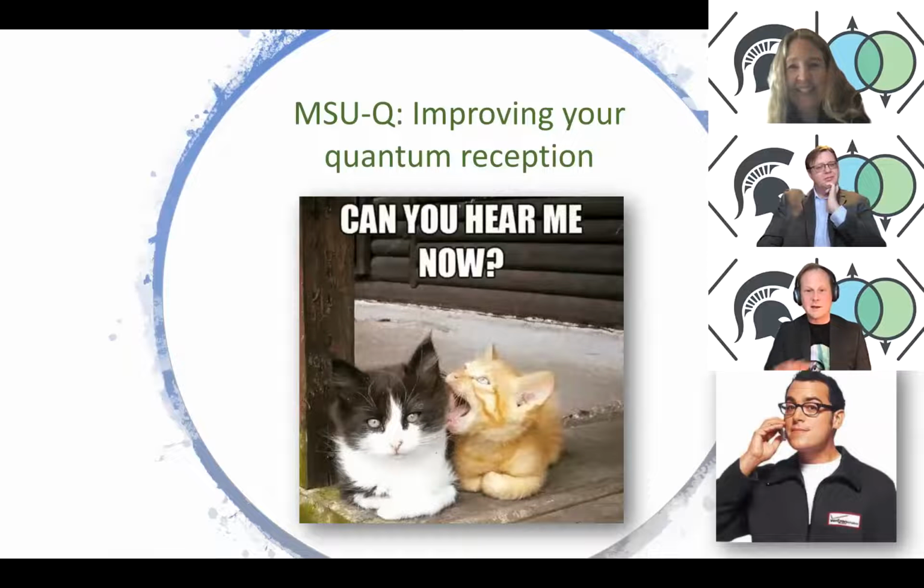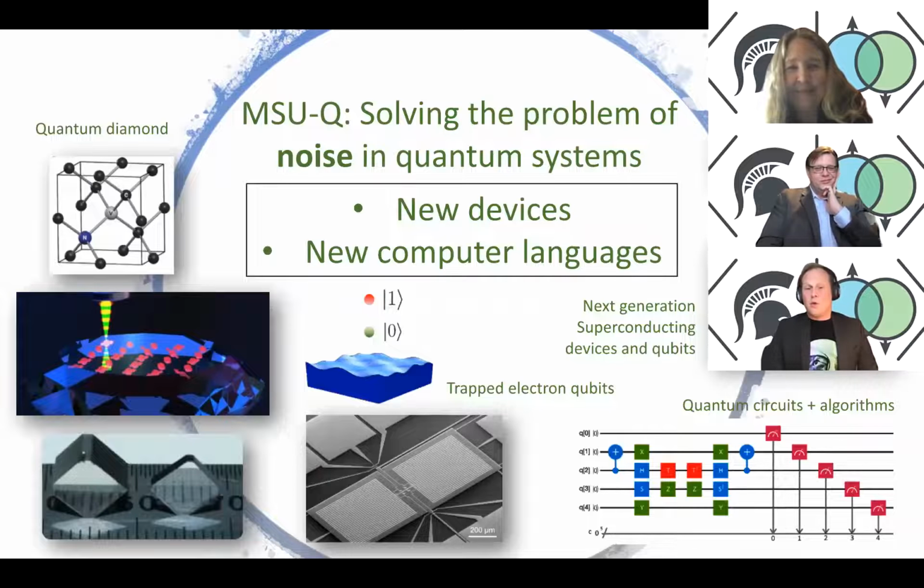So if you take nothing away about the center, except for one thing, remember this: what MSU-Q is trying to do is improve your quantum reception. We're trying to limit the noise. The way that we do that, and here are some other cool images of the research that is going on, requires making new devices. It requires making new kinds of qubits that are less noisy or less susceptible to noise and interference.